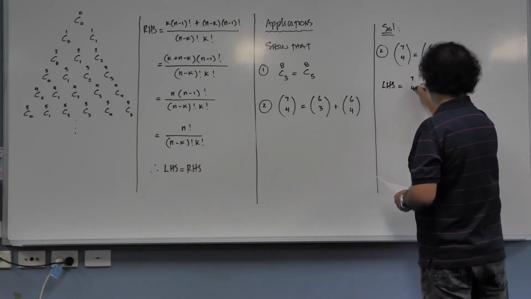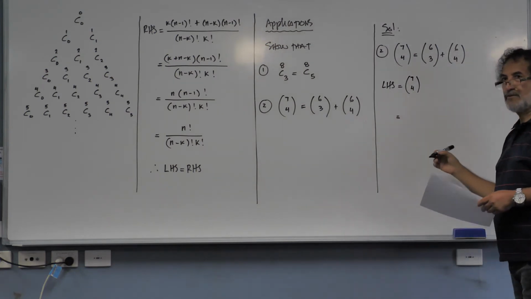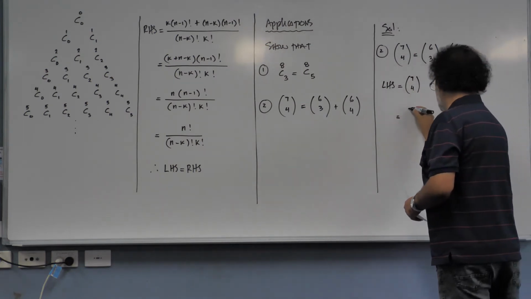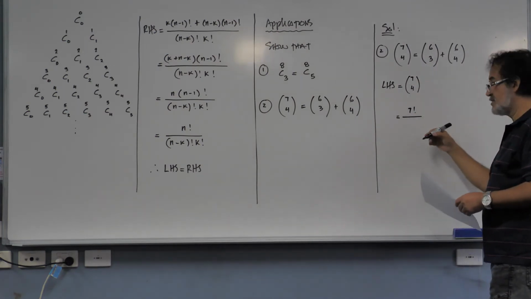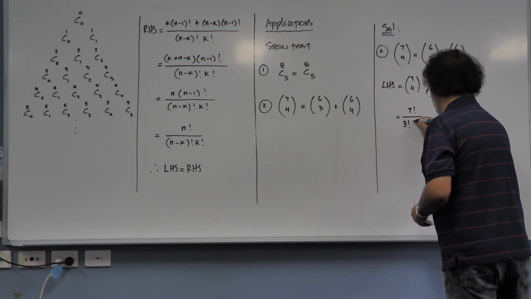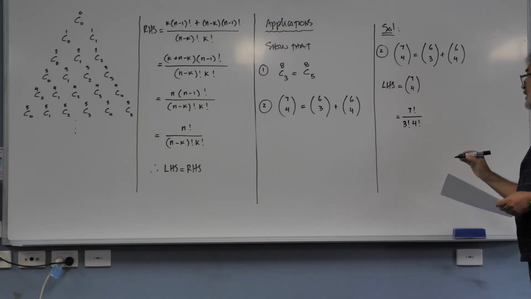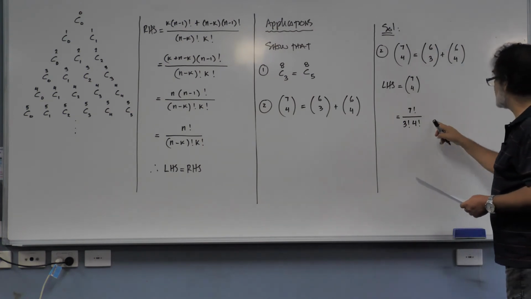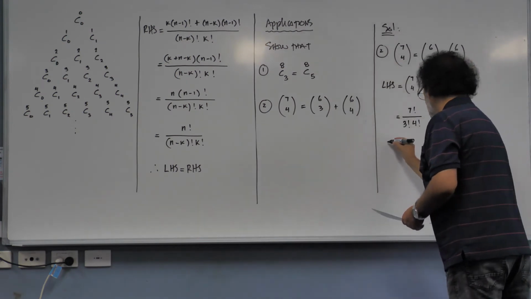So the left-hand side is equal to 7 take 4, and we know that that is equal to 7 factorial over 7 minus 4, so it's 3 factorial, and then multiplied by 4 factorial. That's it, and we're going to leave it like that. And then we are going to compare this with the sum of these two things. All right, so now the right-hand side.